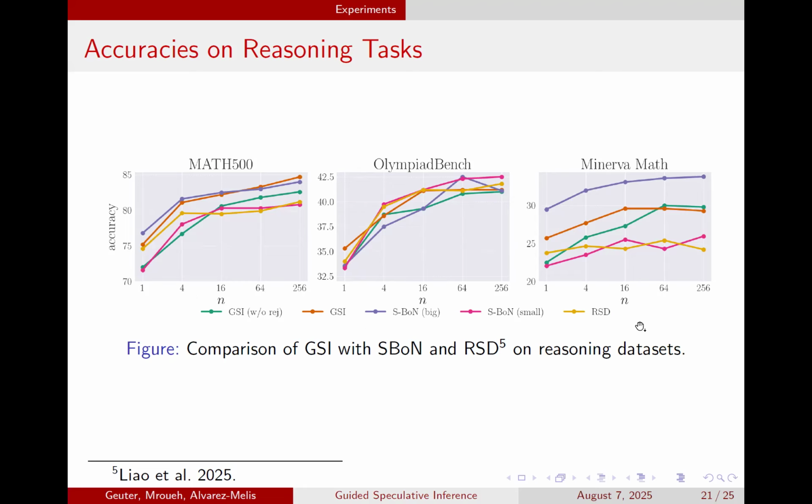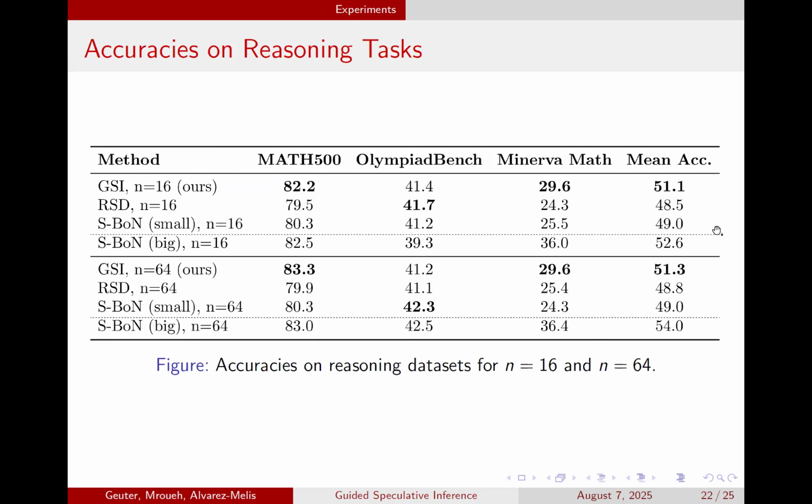One nice thing that you can see on this plot is that as we increase n, the performance of our algorithm without the rejection step actually approaches the performance of the complete algorithm with the rejection step, which empirically validates the theory that we had, that as n increases, we get closer to the tilted distribution. So that's nice to see. These are the numbers again, if you want to look at them.